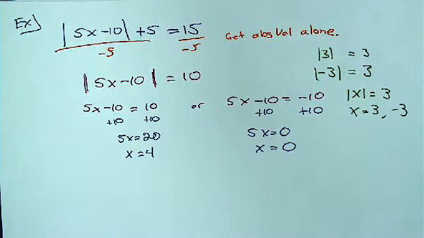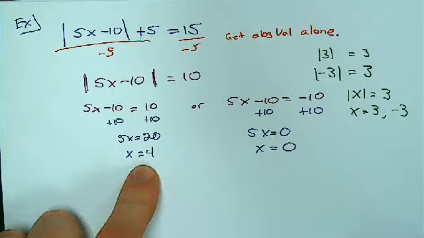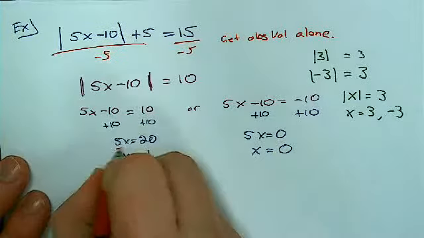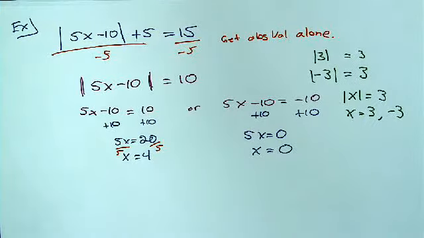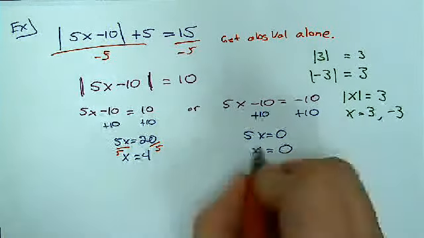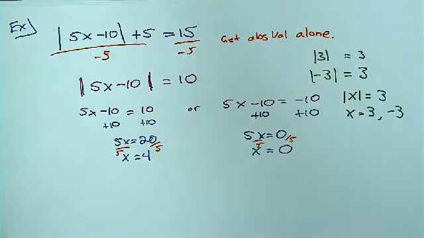Wait, why is it x equals 4? Oh, you divided by what? Divided by 5. So 5x, but how would you divide 5 on the other side? Yeah. Yeah, and over here, I divide both these by 5, and 0 divided by 5 is still just 0.